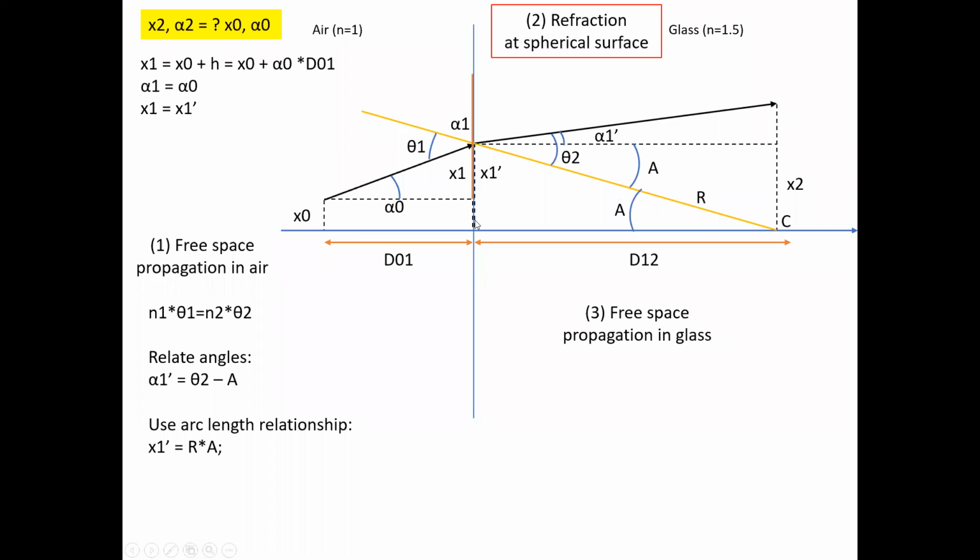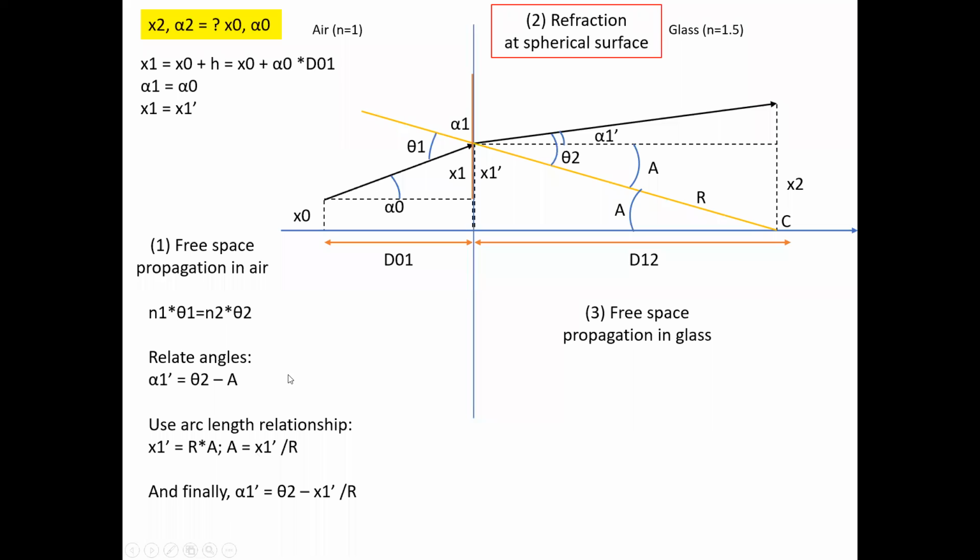So in this case, this height H or S or x1 prime in our case equals the radius length R times the angle A. Again, because these alternate angles are equal, so this line is parallel to the optical axis, so this angle A is also equal to this angle A. So x1 prime equals R times the angle A. So we are working toward a relationship here. So use arc length relationship to get x1 prime equals R times A. So A now we can figure out is equal to x1 prime divided by R.